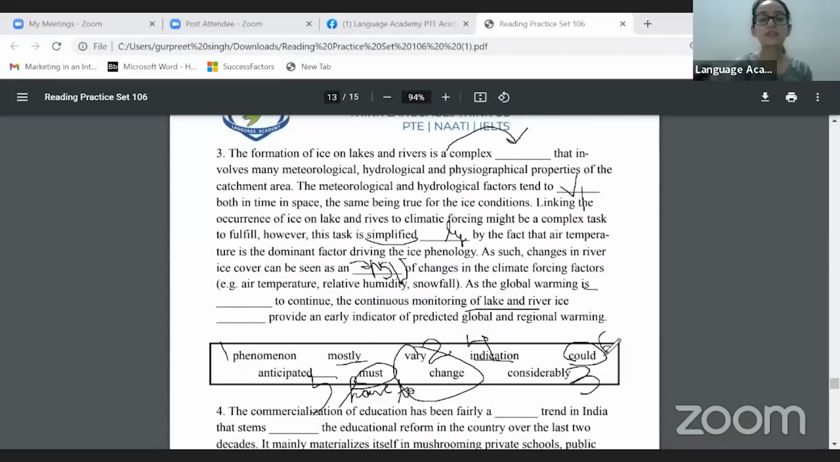Out of "mostly" and "considerably," "considerably" is also more academic. Otherwise, "mostly" doesn't make sense here. And after "an," a singular noun that should start with a vowel. There was only one given in the options, "indication."